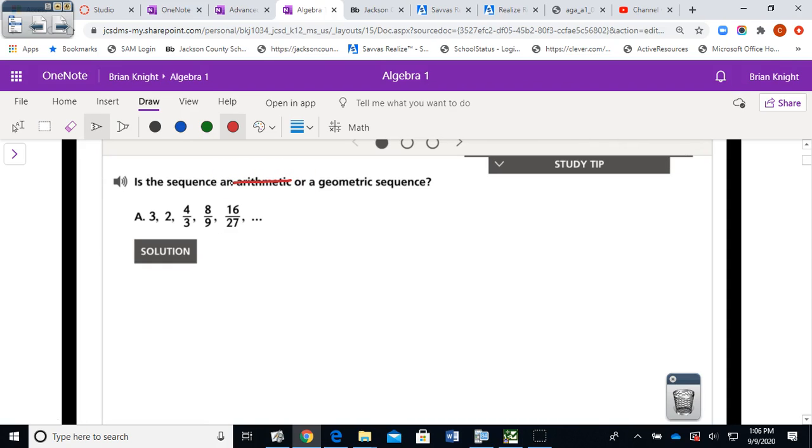Geometric, let's see. How do you get the rate? What am I going to do? I'm going to take 2 and divide it by 3. So 2 divided by 3 is 2/3. 4/3 divided by 2. Let me show you this cool little trick to divide a fraction by a whole number. You see these two bottom numbers? They're denominator numbers. All you do is multiply them. So that's 4 over what? 6, which reduces to 2/3.